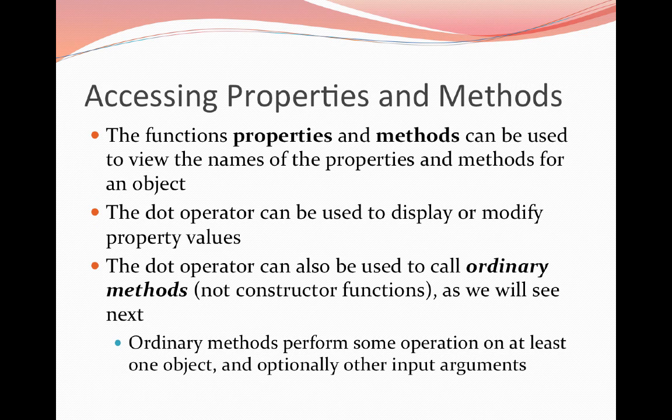You can use the functions called properties and methods to view the names of the properties or the methods for an object. The dot operator can be used to display or modify property values. The dot operator can also be used to call ordinary methods. Remember that these are functions, but not the constructor functions, as we'll see next. Ordinary methods perform some operation on at least one object, and possibly also other input arguments.